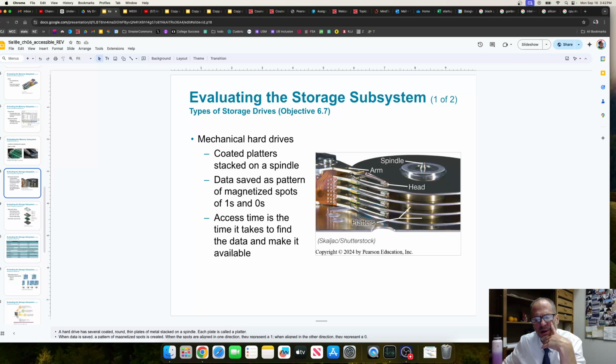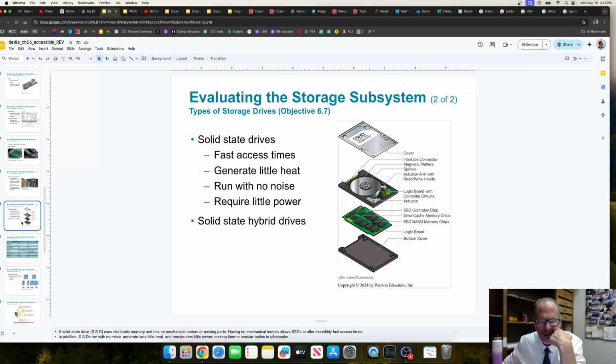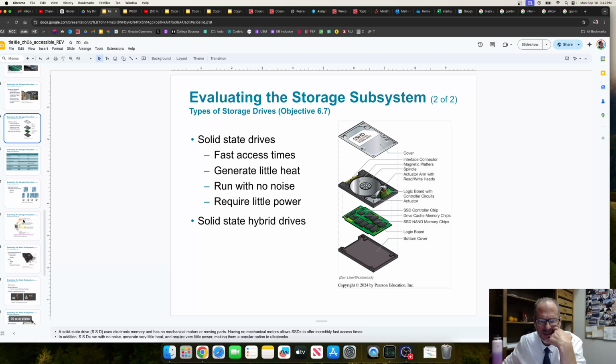And this is a moving part, so it's actually a point of weakness and vulnerability for computers because it is moving. It's not as robust and durable, as opposed to a solid state drive, which has no moving parts and is therefore more robust and more durable. So here's solid state drives, and they're faster, more robust, quieter, they use less power, they generate less heat, and they're more expensive.